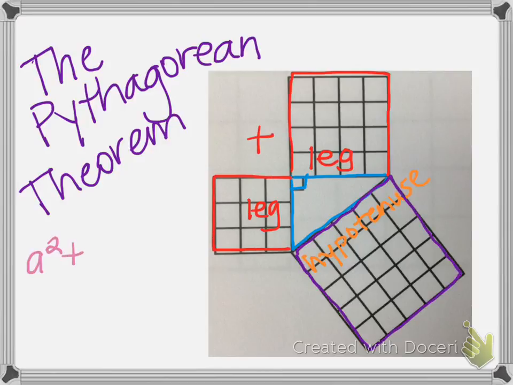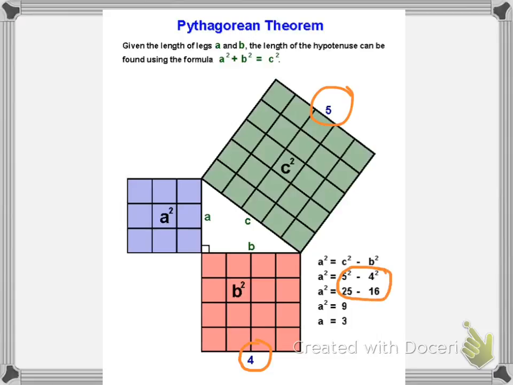We use the formula a squared plus b squared equals c squared to find the missing length. If you know the length of the hypotenuse and one leg, first find the difference of the hypotenuse squared and the leg squared, and then find the square root of the difference.